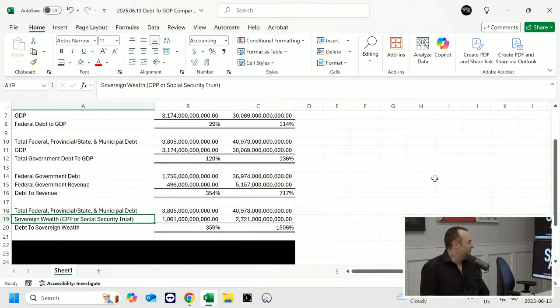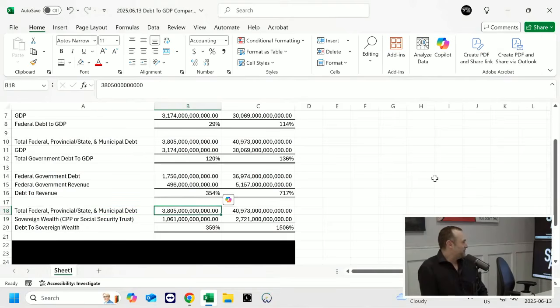So in Canada, we have total federal, provincial, and municipal debt of $3,805 billion. And our sovereign wealth fund, which is our CPP, is $1,061 billion. So that means our debt is 359% of our wealth.